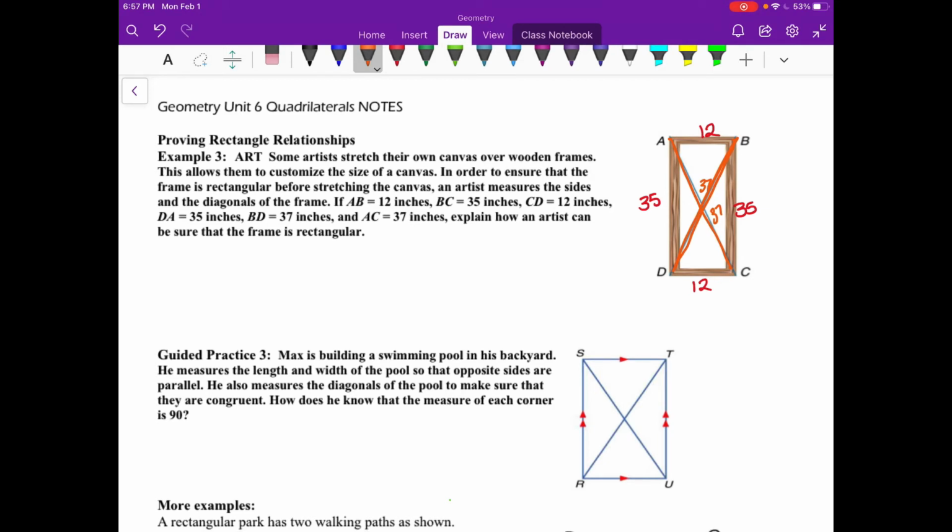Well, based on that last theorem, since the diagonals are congruent, then it's a rectangle. Great.